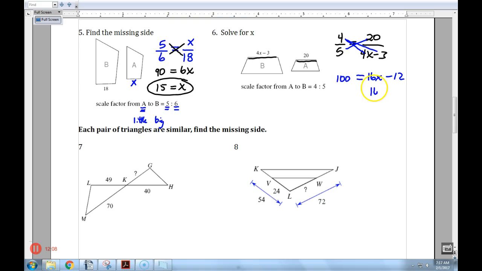Solve this equation. I add 12 to both sides. I now divide by 16, and 112 divided by 16 is 7. So x equals 7 for this one. Alright, moving on down for the last couple here.